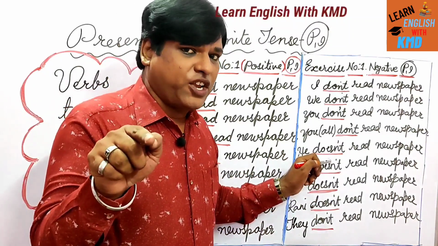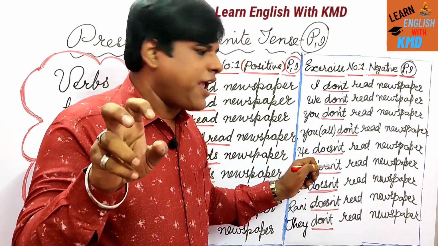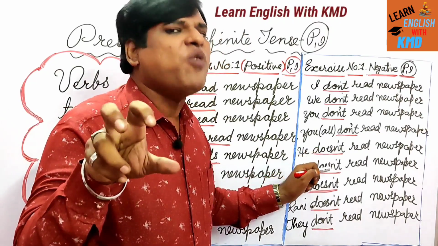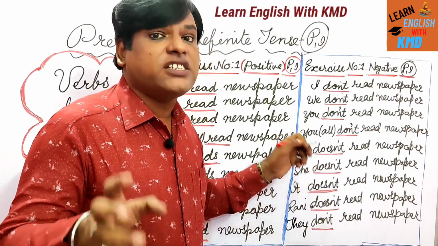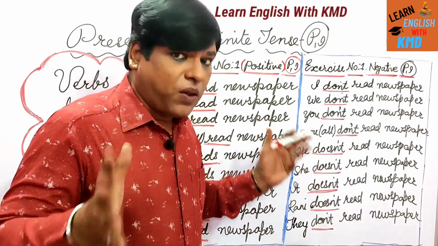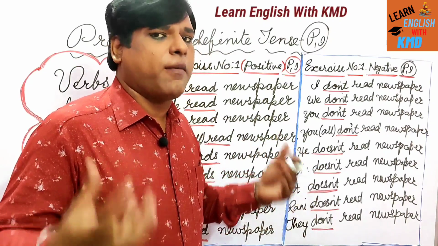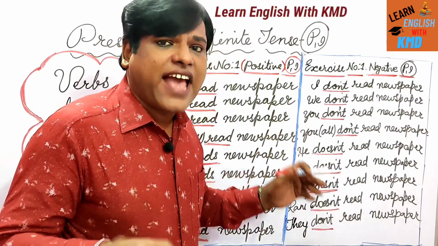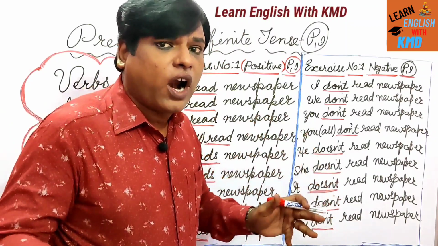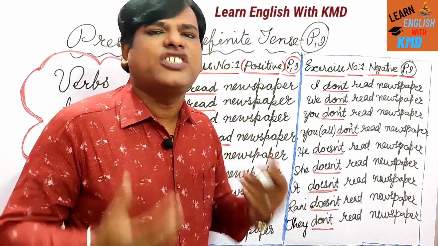He doesn't read newspaper. Well, I want you people to pay close attention to this word I'm not using down here, because I'm talking about third person singular. As I explained in my previous video in detail, whenever you get the chance to talk about third person singular, please add s or es after the verb, and do becomes does, and don't becomes doesn't.